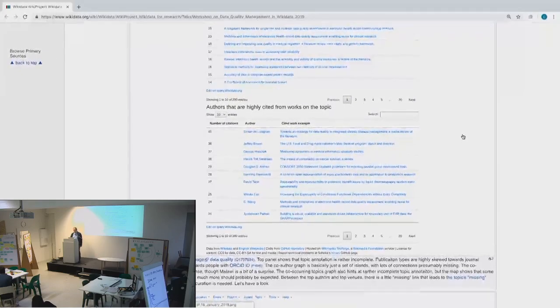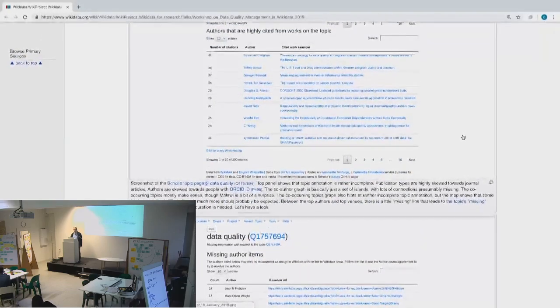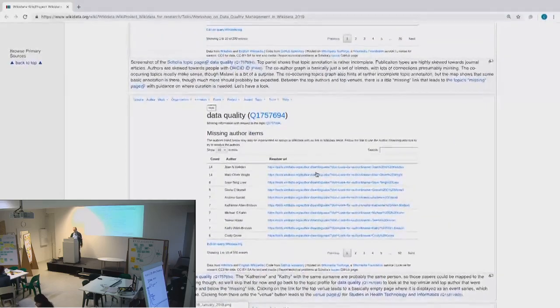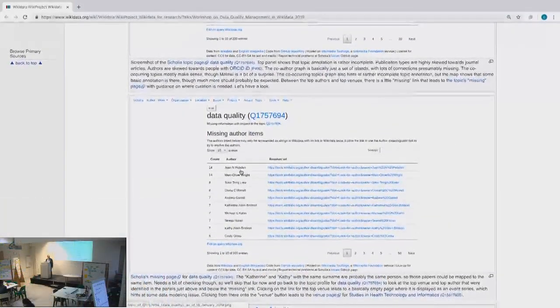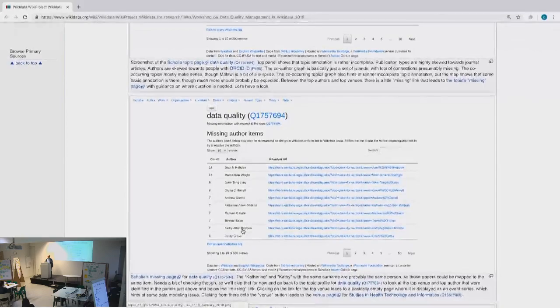Okay, now we're going to look at this missing link. So for each topic in Wikidata, Scholia can show you some things that are missing. So here, for instance, we have missing author items. So these are author name strings that appear on papers or publications about the topic of data quality. And one thing to notice is there's someone named Catherine Ellen Bridson and someone named Kathy Ellen Bridson. These might well be the same people. So that is a starting point for further curation on this authorship and so on.